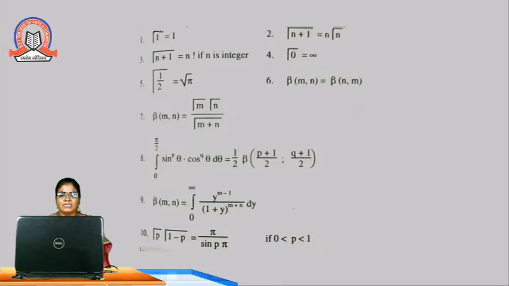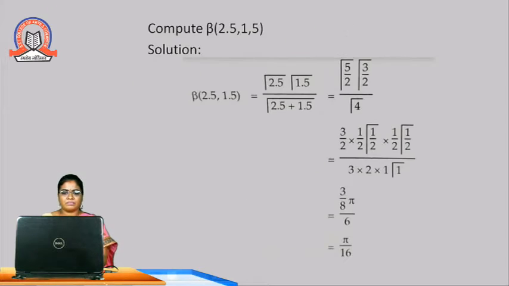The relation is again represented. Then polar form: half of beta of (p plus 1) by 2, (q plus 1) by 2 can be represented as the integral from 0 to pi by 2 of sin^p theta cos^q theta d theta. Beta of m comma n equals the integral from 0 to infinity of y^(m-1) upon (1+y)^(m+n) dy. Gamma p gamma (1 minus p) equals pi upon sin p pi, where p ranges from 0 to 1.